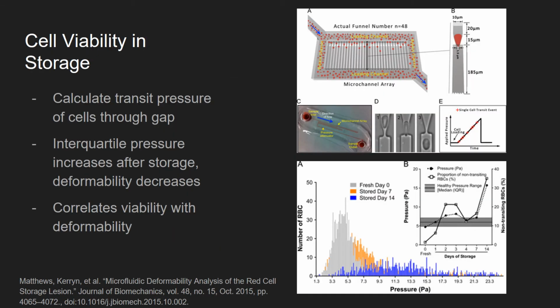Cell deformability can also determine the viability of stored RBCs. This study measured transit pressure required to force RBCs through a 1.5 micron constriction from different lengths of storage from 0 to 14 days. They found that interquartile pressure increased dramatically after 7 days in cold storage, and a greater percentage of RBCs didn't transit through the constriction at all. They determined that deformability decreased after days in cold storage and determined that microfluidic deformability analysis could be used to evaluate the viability of stored cells.